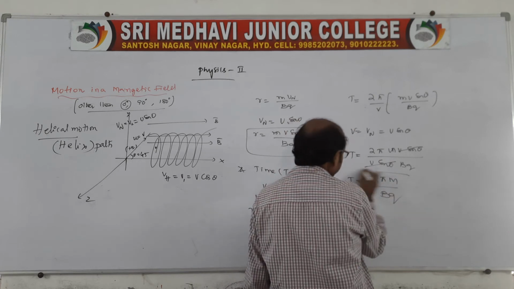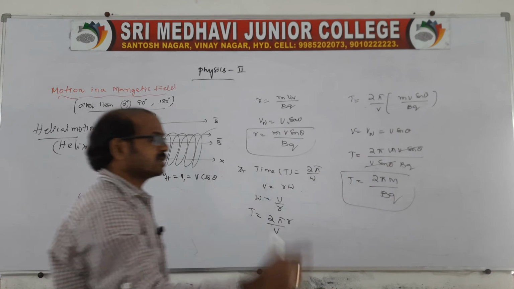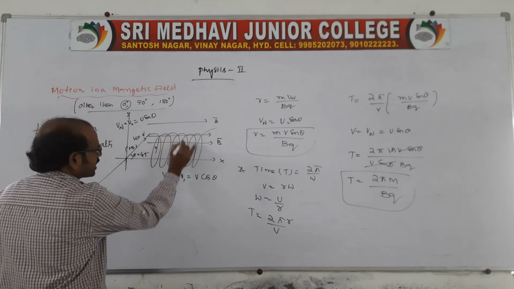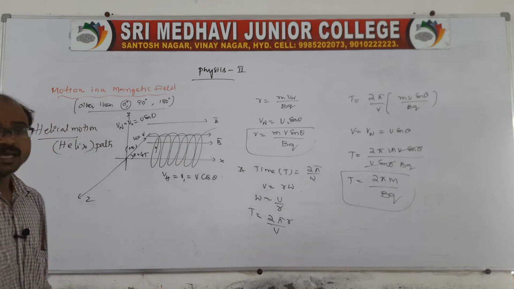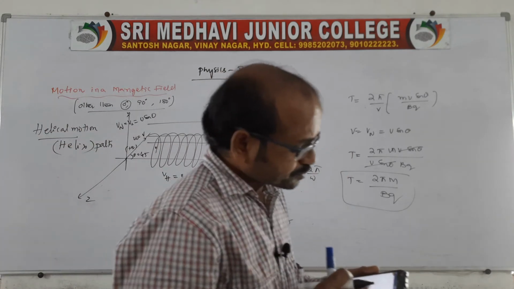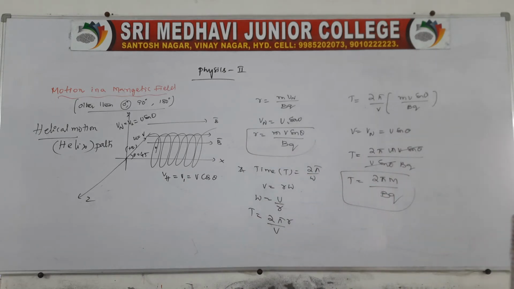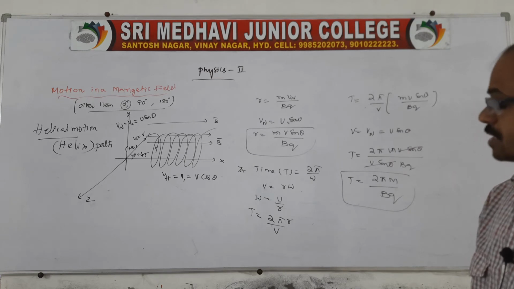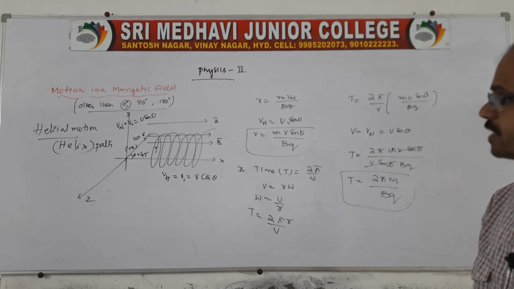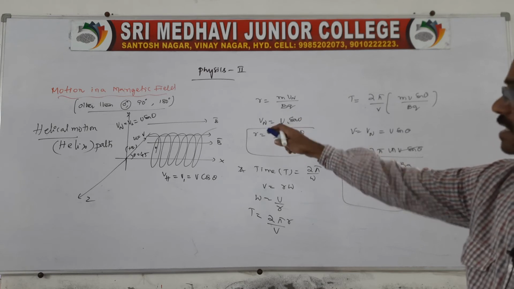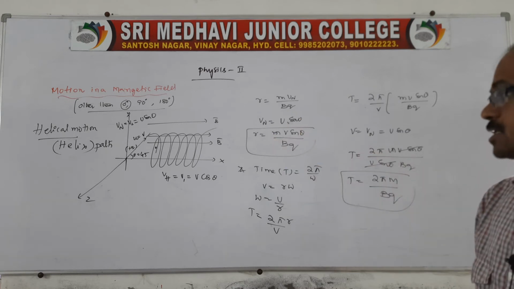Of course the time period is same, but the path will be different. That's what I mean. The path of the particle will be like a helix. Now this is about helical motion in a given two-dimensional plane. The particle is entering at an angle theta is equal to 45. The path of the particle will be helix, and that is like a spiral. We can also call it spiral.